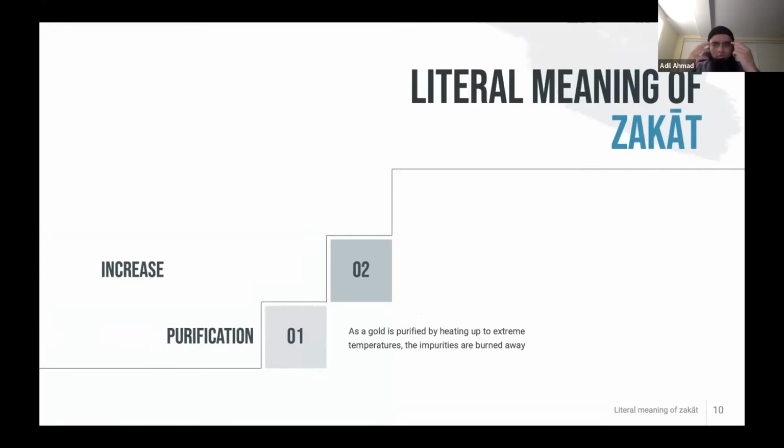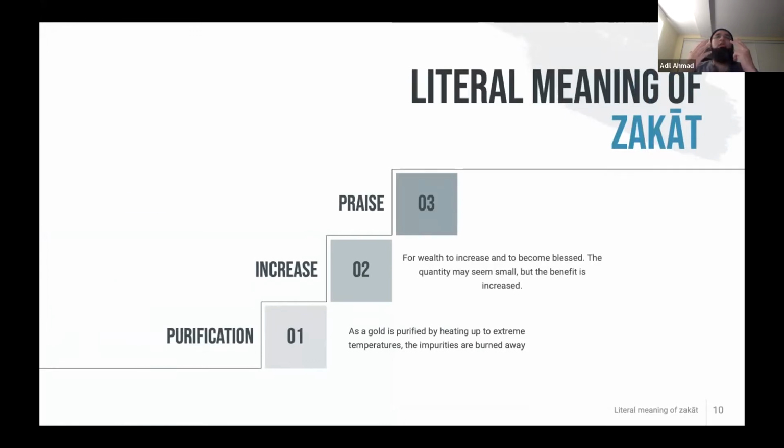So that was just the thoughts which immediately come to our mind. Now, zakat, or the verb zakka yuzakki in Arabic, has several literal meanings. The first and foremost is purification, tazkiyah. This usage refers to the purification of something, just like gold is purified.